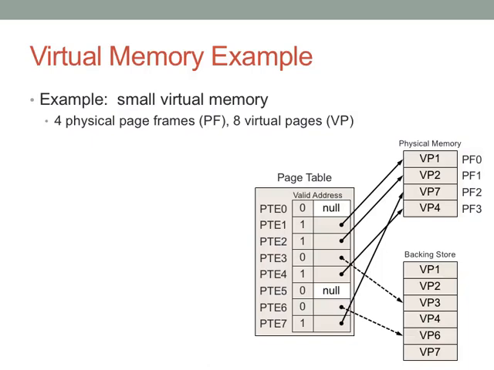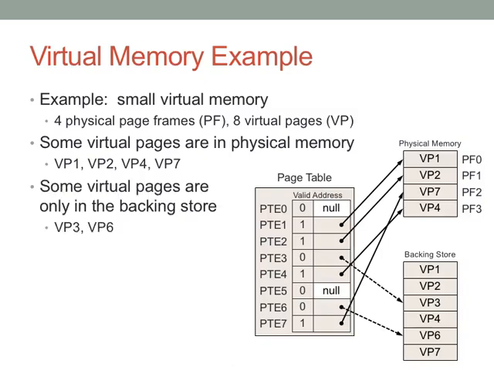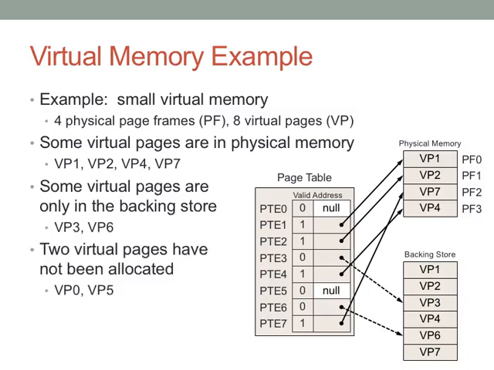So we have 4 frames and 8 virtual pages. It's funny because I mentioned the PDP-11 last time, where the PDP-11 has just 8 registers that specify the memory mapping. This is at a PDP-11 level of sophistication. So we have a simple page table, and some of the virtual pages are in physical page frames. You can see they're labeled PF0 through PF3, that's page frames, and what virtual pages are in there. Some virtual pages are on the backing store. In this case, a few of them are only there. And 2 of the pages have not been allocated. So 0 and 5 have not been allocated.